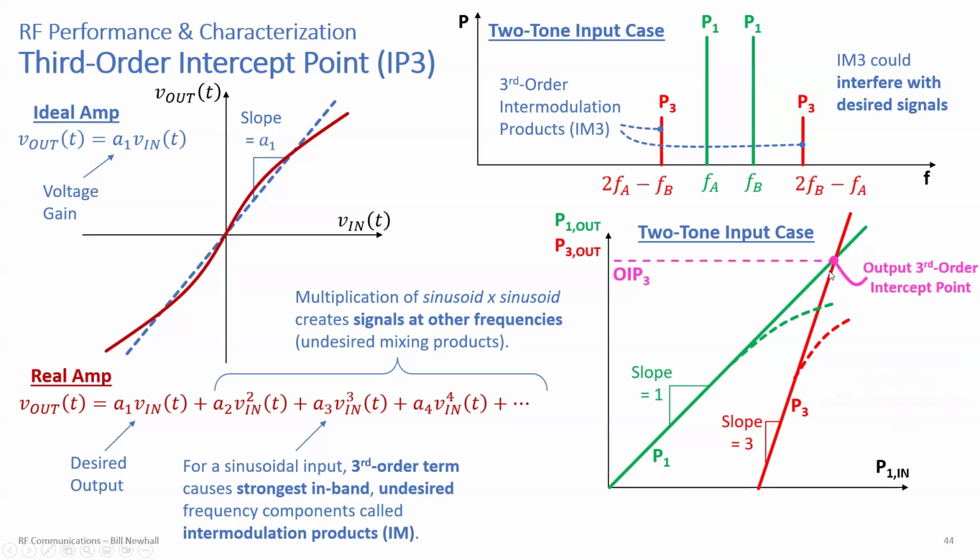Okay, so this third order intercept point is actually theoretical. The difference between P1 and P3 is 2 dB output power per 1 dB of input power. That's how much closer these two lines, red and green, are getting for every dB you increase in input power. For every dB you increase, they get closer by 2 dB.